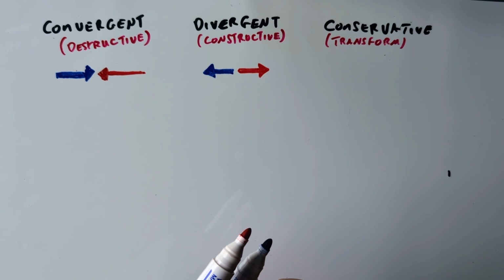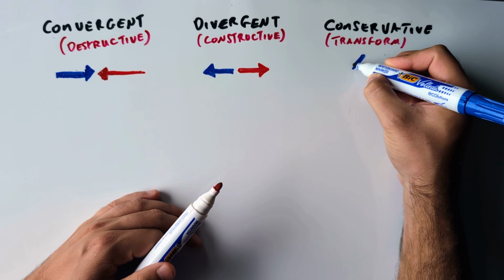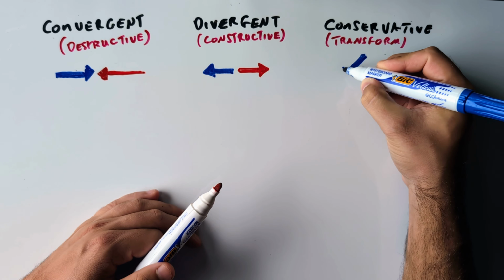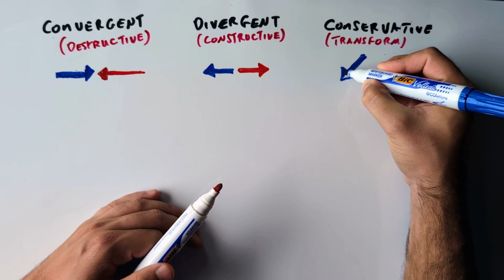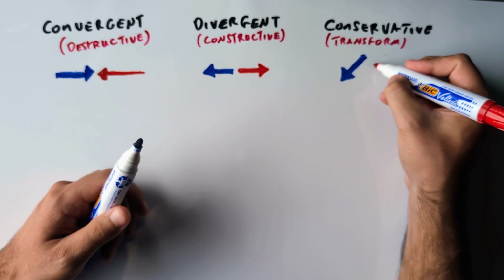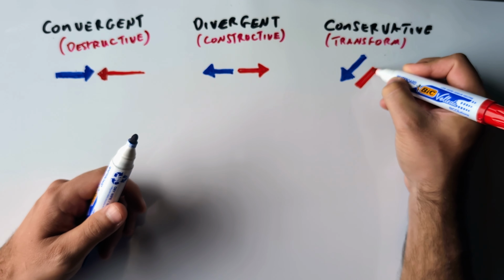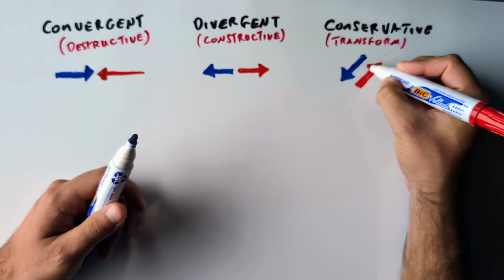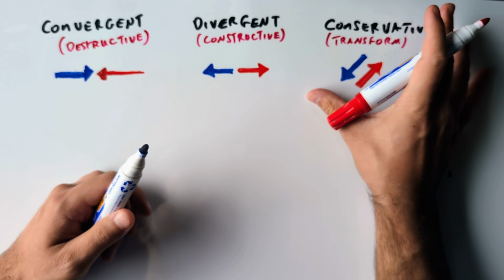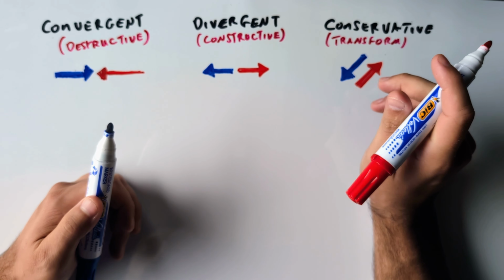The final one is conservative. For a conservative plate boundary, there's no real metaphor that I have for this one. It kind of means to pass side by side. The real big thing about conservative plate boundaries is they only produce earthquakes. They don't produce volcanoes. The classic example we'll be using in this video is the San Andreas fault in California. Again, there are no volcanoes in California, but there definitely are earthquakes.